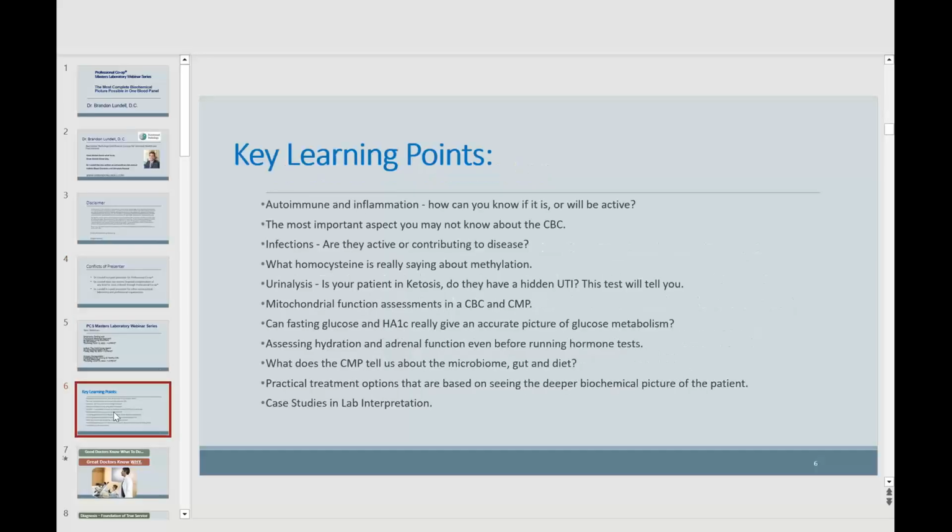So we'll talk about autoimmune and inflammation. How can you know if it is or will be active? The most important aspect you may not know about the CBC. We'll talk about infections, what homocysteine is really saying about methylation. We'll talk about urinalysis, all of the great information you can glean from the LabCorp urinalysis. It's one of the most sensitive tests for ketosis. We'll talk about mitochondrial function assessments that you can see just in a CBC and CMP if you know what to look for. We'll talk about hemoglobin A1C, hydration, CMP, and practical treatment options too. So we're going to do a case study to kind of put it all together.